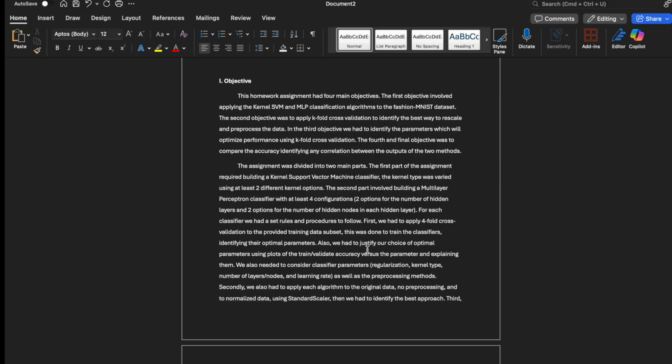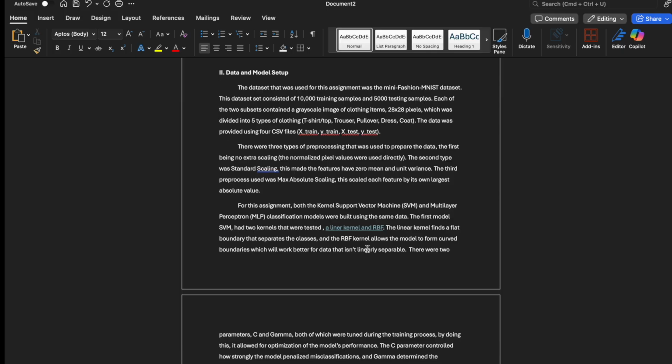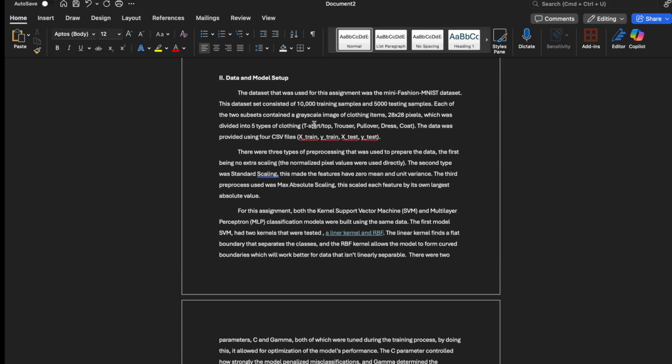The final objective was that we had to compare the accuracy, also identifying the correlation between the outputs of the two methods. The two methods that we're going to use in this homework assignment are the kernel support vector machines and the multi-layer perceptrons. So the SVM had at least two options, and the MLP had four options: two options for the hidden layers, and two options for the number of hidden nodes in each of the hidden layers. So let's move on to the data and model setup.